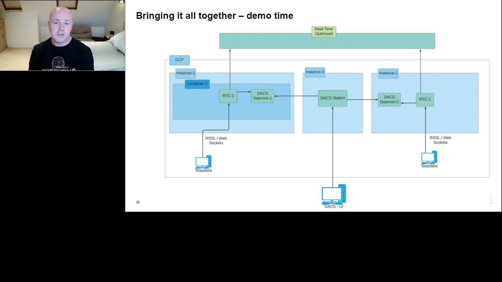There's a lot going on. You can see there are 3 Linux instances running in GCP. If GCP is not your preferred partner here, don't worry, because we're doing the same on AWS and Azure, and we can do that on other clouds too. Instance 1 is running the real-time connector, which is also running a Dax sync daemon in a Docker container. Instance 2 is running exactly the same configuration, but not in a Docker instance. Both of those connect out to our real-time optimized in AWS. Instance 3 is running a Dax station database controlling both of those real-time connectors.